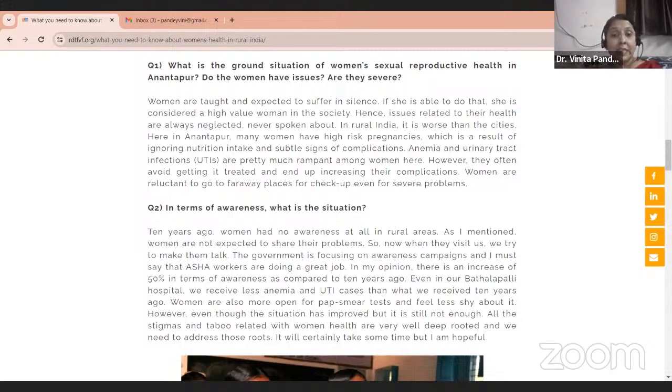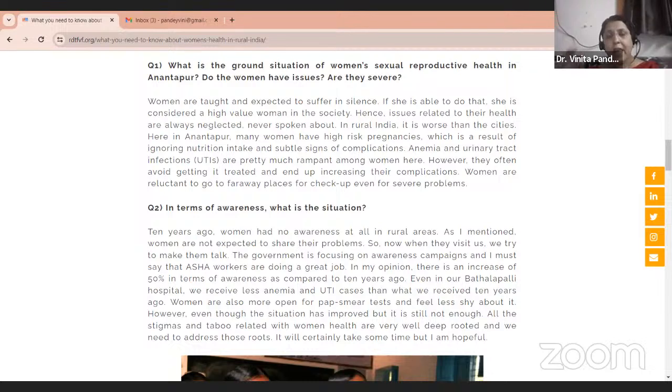In my opinion, there is an increase of 50% in terms of awareness. So see, this is what I was trying to tell you. There are problems, right? But a lot of government efforts are going on. Awareness is also spreading. But we have come miles and we have miles to go. We need not be disheartened that nothing is happening, everything is bad. No, that is a very negative attitude.